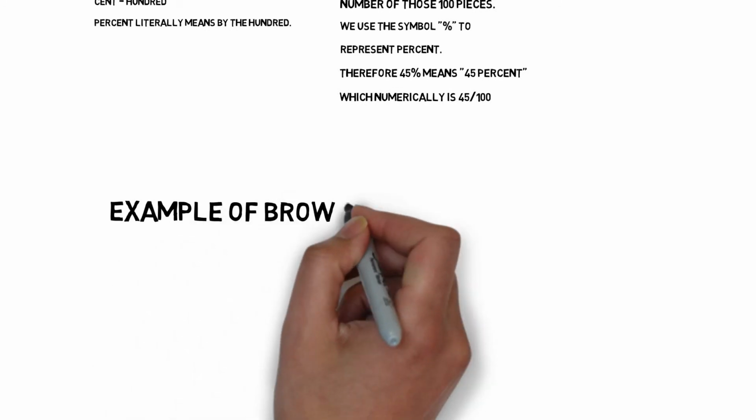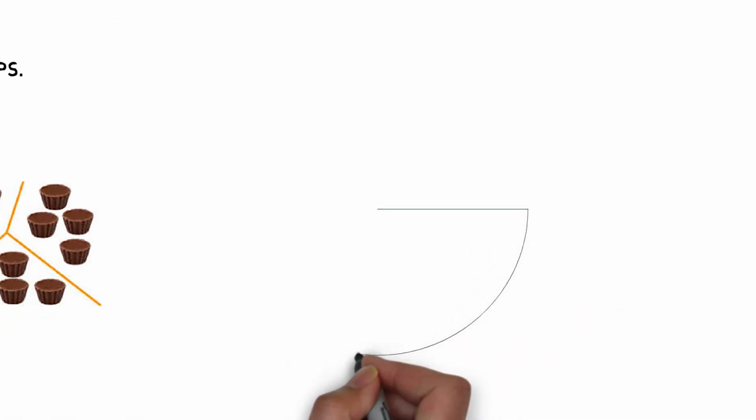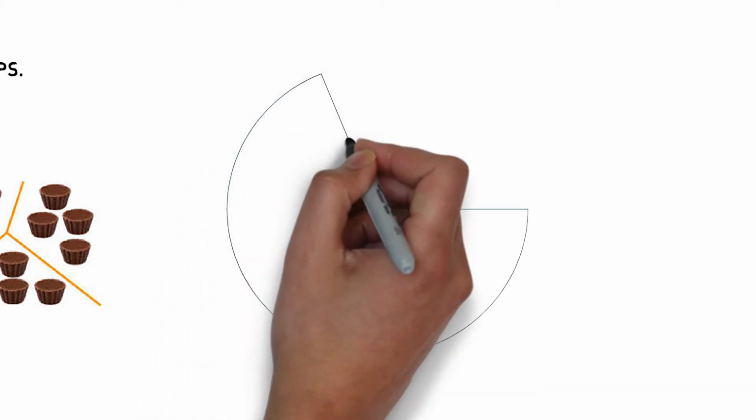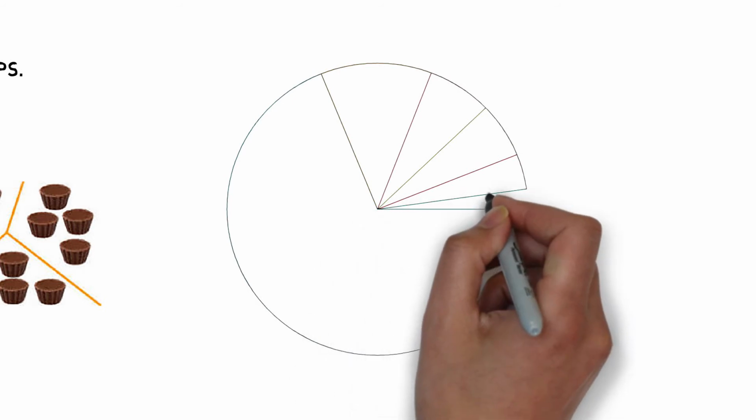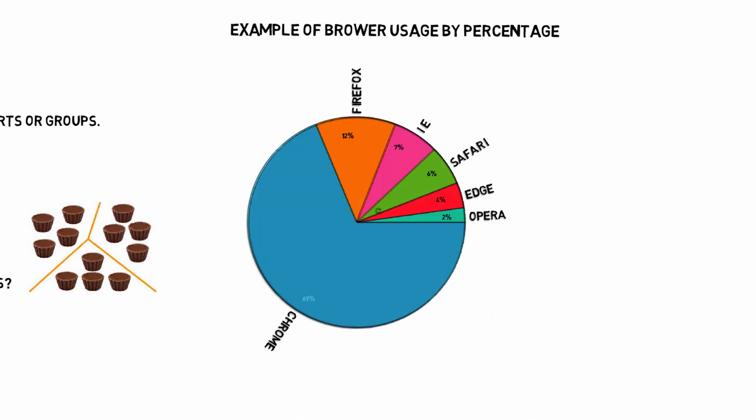An example of percentage would be browser usage as of May 2018. You notice that Chrome is 69% of the usage, Firefox 12%, all the way down to Opera at 2%.